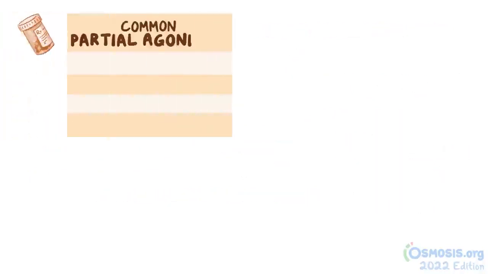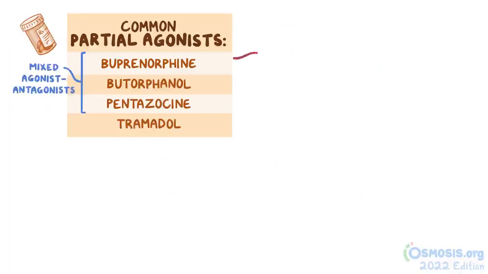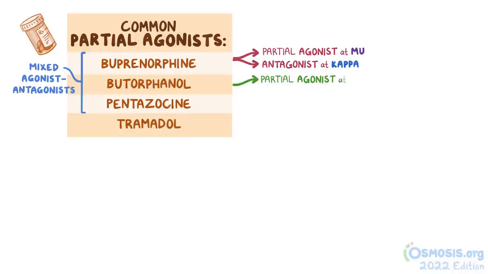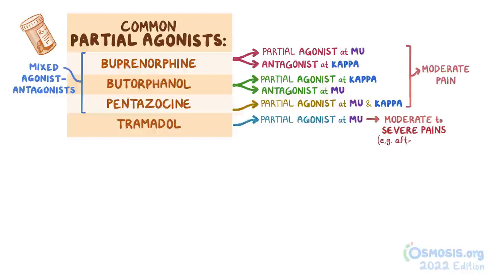Now, common partial agonists include buprenorphine, butorphanol, pentazocine, and tramadol. The first three are mixed agonist antagonists. Buprenorphine is a partial agonist at the mu receptor, but an antagonist at the kappa receptor, while butorphanol is a partial agonist at the kappa receptor, but an antagonist at the mu receptor. Pentazocine is a partial agonist at the mu receptor and kappa receptor. All three can be used to manage moderate pain. Tramadol is a partial agonist at the mu receptor and is used for moderate to severe pains, often after surgery.